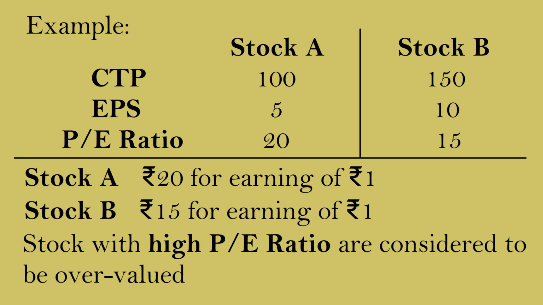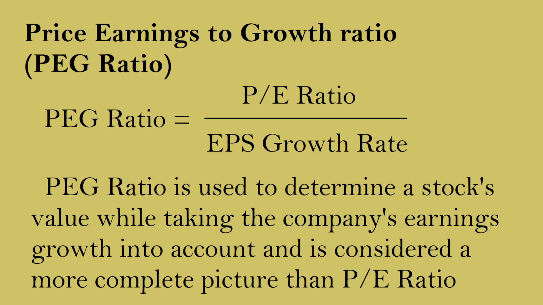Third one is price earnings to growth ratio, or PEG ratio. Price earnings to growth ratio is calculated as PE ratio divided by earnings per share growth rate. PEG ratio is used to determine a stock's value while taking the company's earnings growth into account, and is considered a more complete picture than PE ratio. For example, again take stock A and stock B.